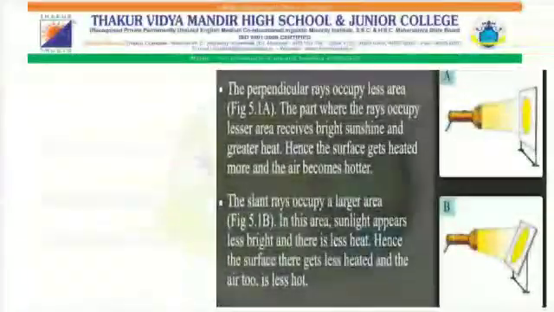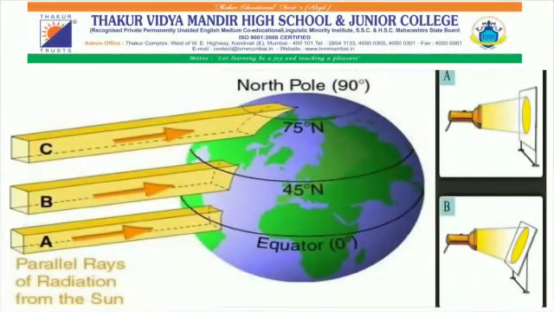We have also seen by this experiment that parallel rays of radiation from the sun fall straight towards the equator and slant towards the poles. When they are slanted, they occupy more space, and when they are straight, they occupy less space, as shown in the image. You can see when the rays fall straight, like arrow A, that occupies less space, while arrow C occupies more space.